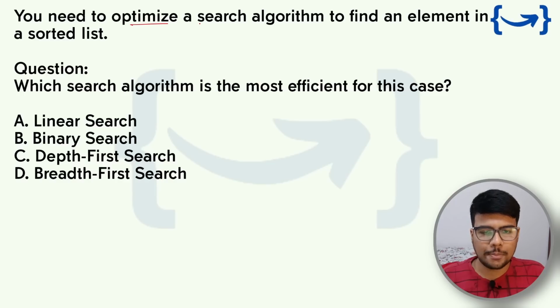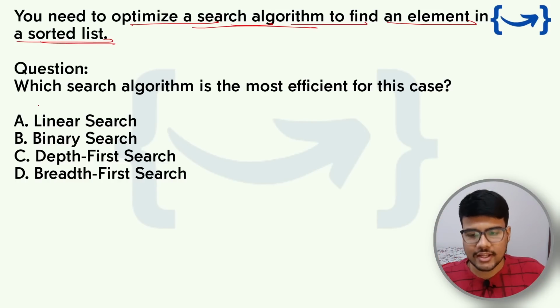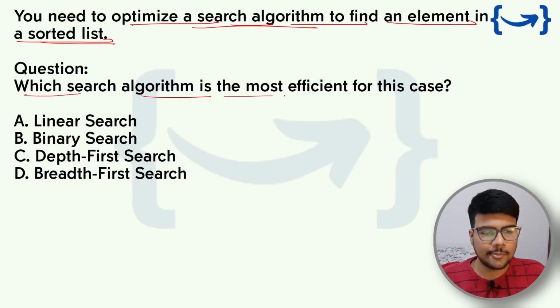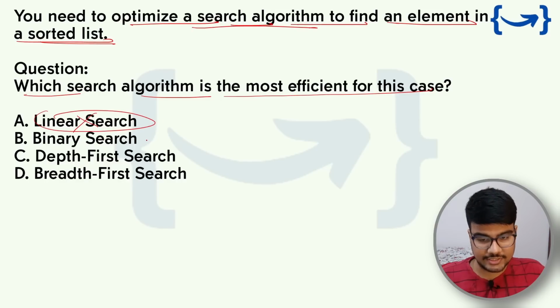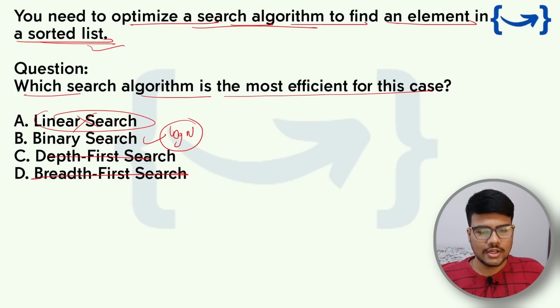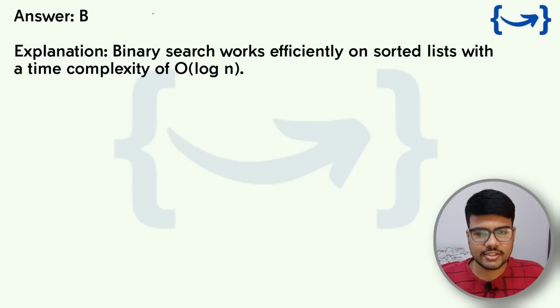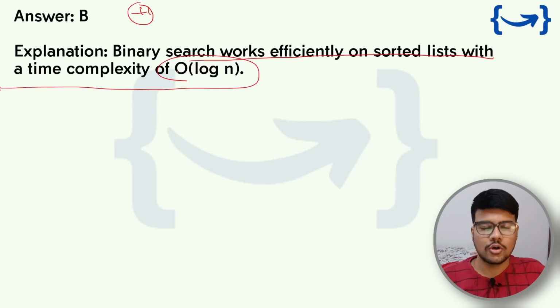Now, you need to optimize a search algorithm to find an element in a sorted list. Search algorithm, sorted list. I got it, something in my mind. Let's see which search algorithm is the most efficient for this case. Linear search? No. Binary search? Yes. It works in log n because the array is already sorted. Depth first search? No. Breadth first search? No. So binary search is the right answer. +1 mark if you mark this question right. Binary search works efficiently on a sorted list with a time complexity of O(log n).